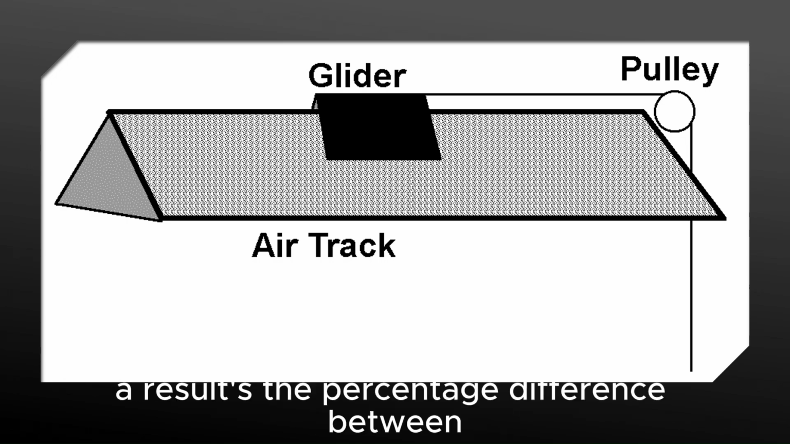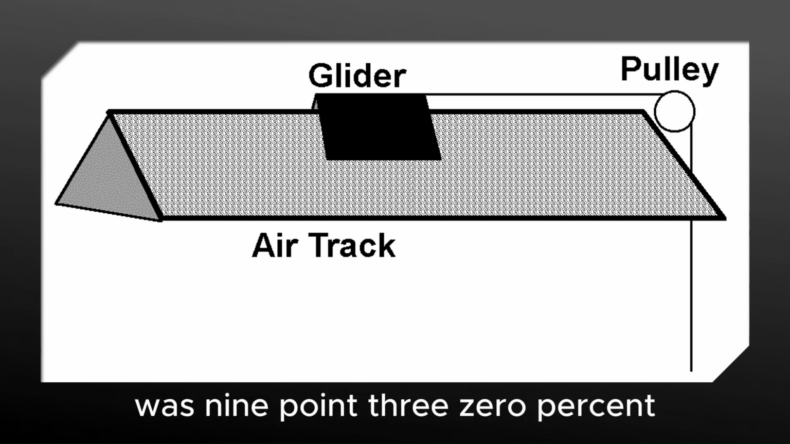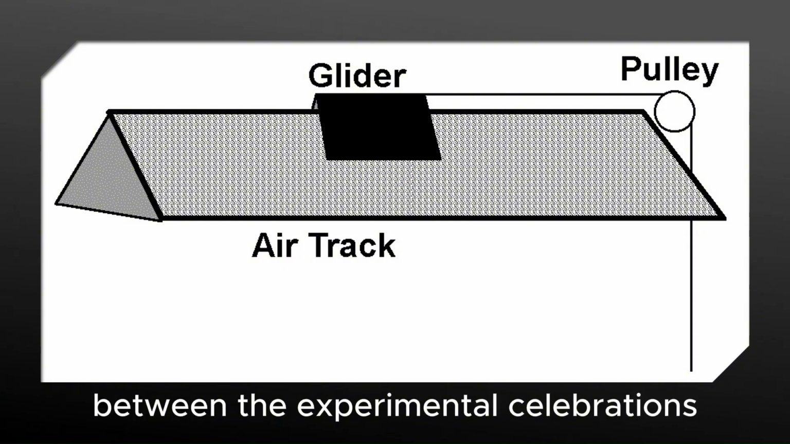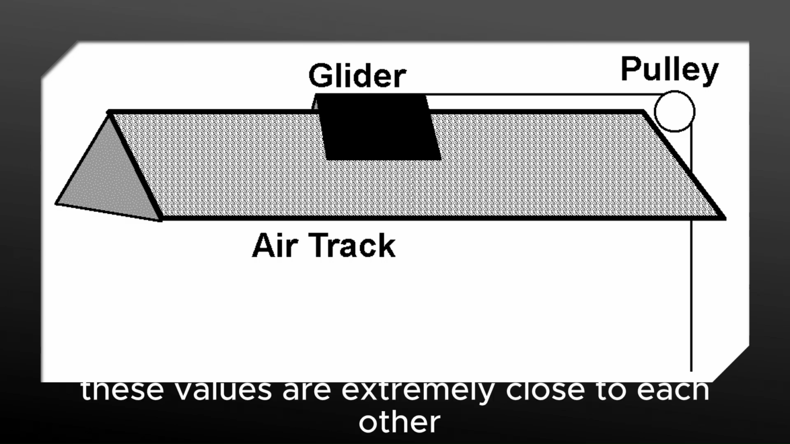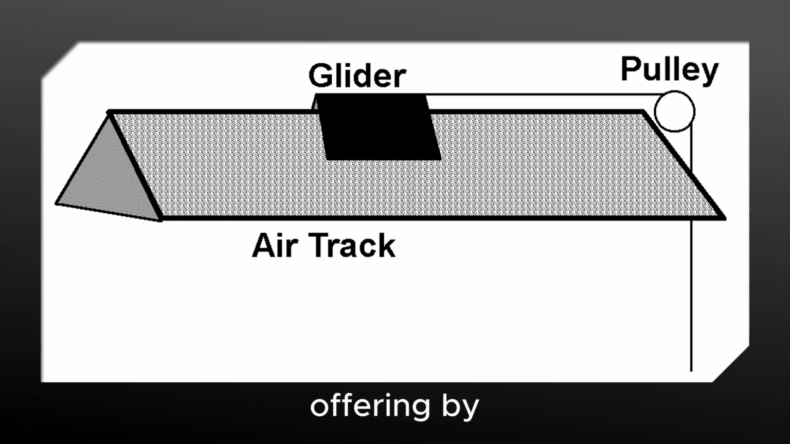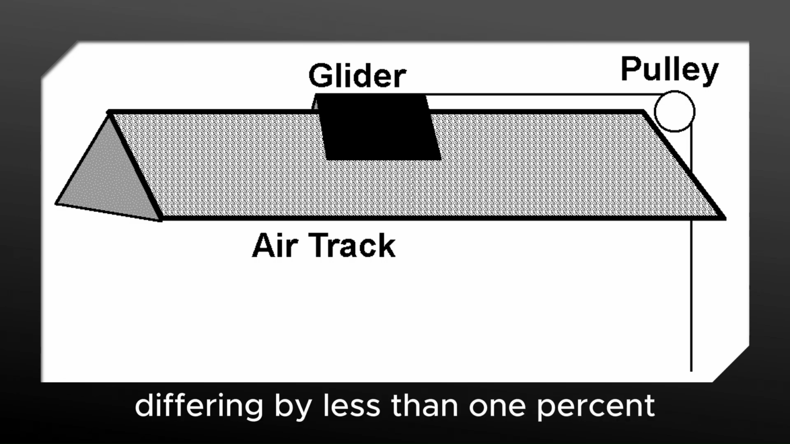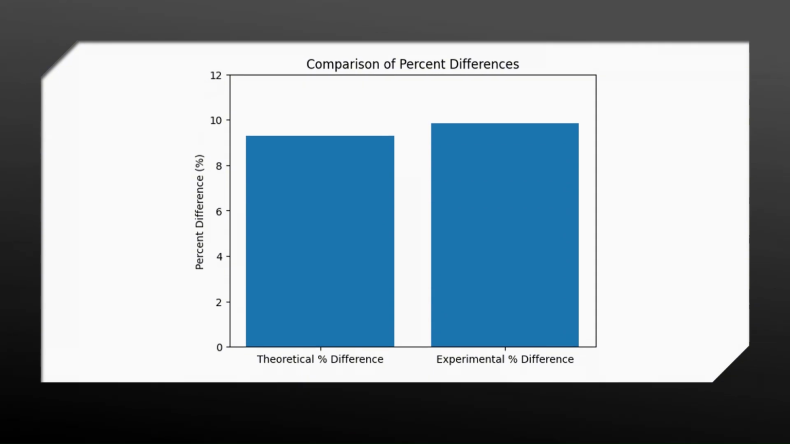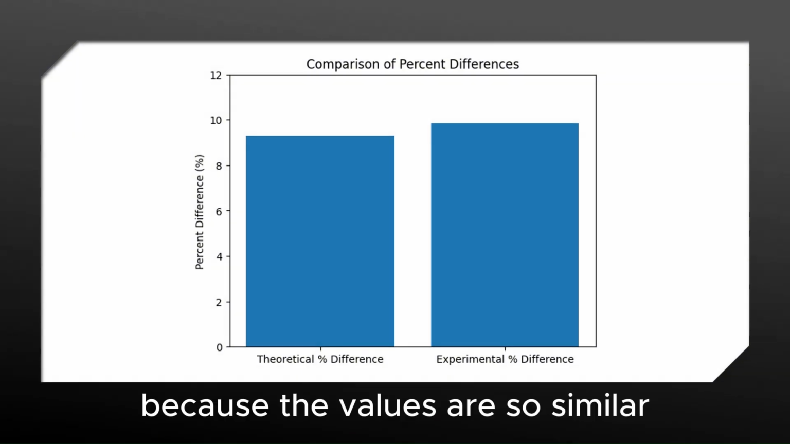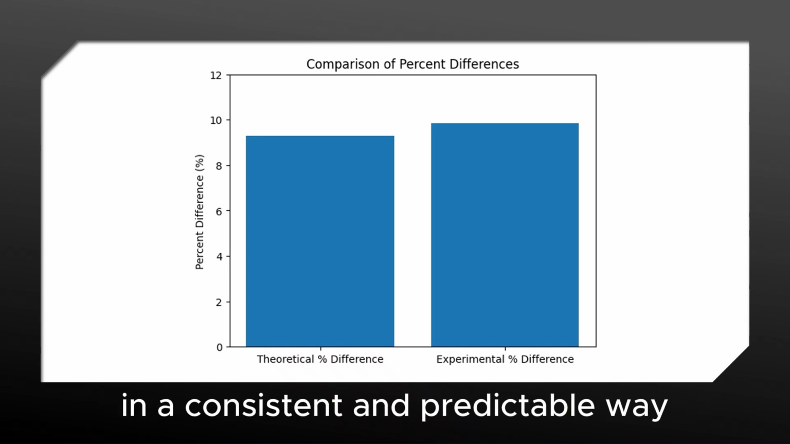In our results, the percentage difference between the theoretical accelerations was 9.30%, while the percent difference between the experimental accelerations was about 9.85%. These values are extremely close to each other, differing by less than 1%. Because the values are so similar, it suggests that our experiment behaved in a consistent and predictable way.